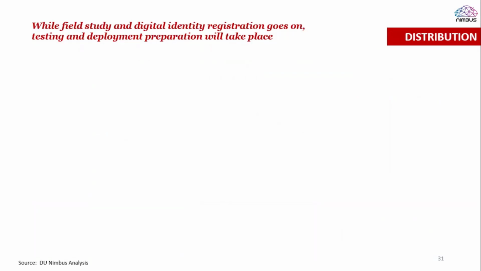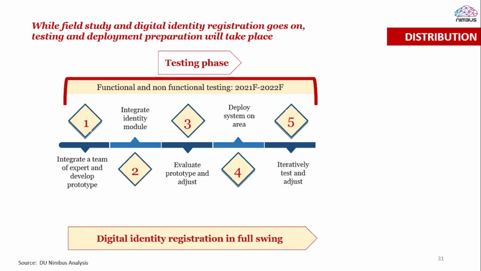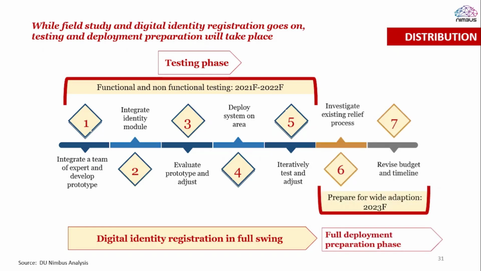Here are the steps needed to be taken to distribute the Nimbus platform. First, in the testing phase, the prototype needs to be tested and evaluated first in a testing environment and then in a small-scale real-world environment. Then for full deployment, preparation to estimate the needed resource, budget and timeline.